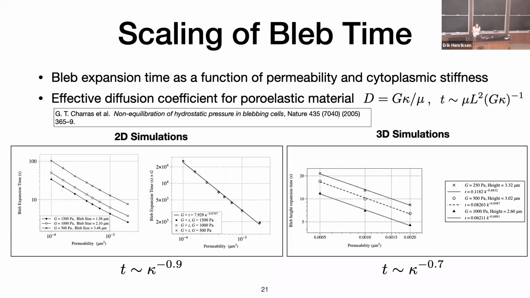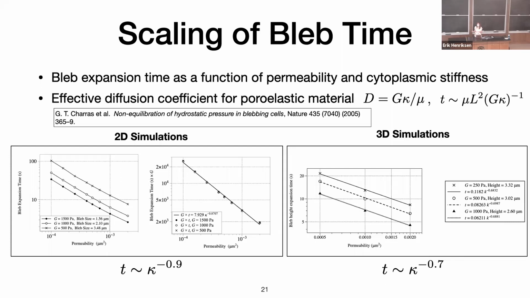Okay, so now let's just focus a little bit on the poroelastic model. One thing that we could do with the dynamic model was to just try to understand the effects of the poroelasticity, including that into the model. So what I did is I basically did a parameter study where I varied the stiffness or the bulk modulus of the cytoplasm and the permeability of the network.